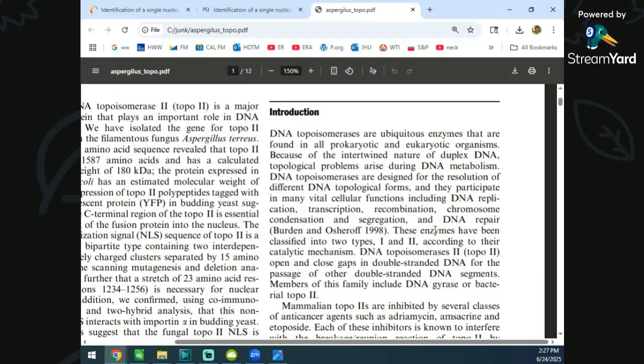Do you remember what topoisomerase does? It prevents supercoiling from happening during all the processes that it described in the introduction, like transcription, translation, recombination, chromosome condensation. It helps so the DNA doesn't get too tight. Fabulous. Yeah.